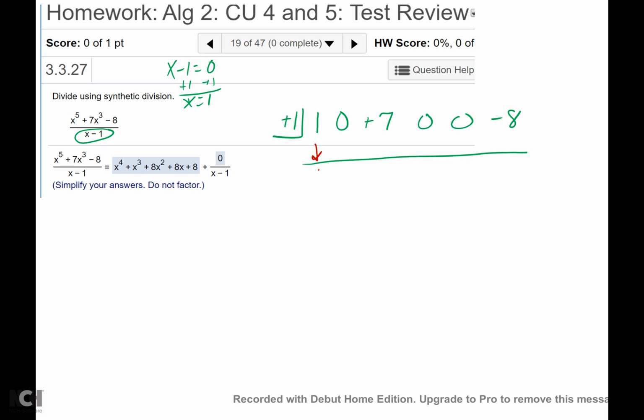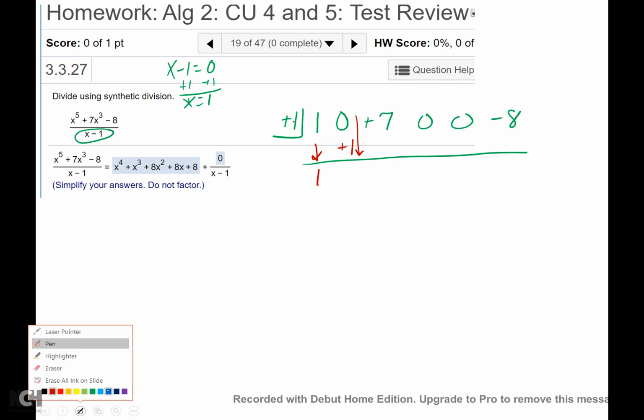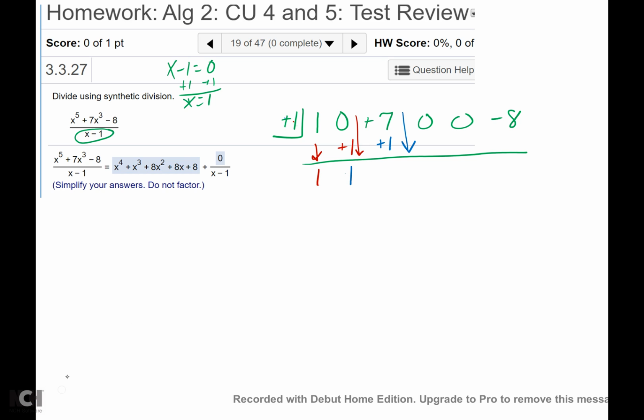Okay, so 1 comes out, multiplies by 1, brings back 1. 0 eats 1. Comes out 1. Goes back and multiplies by 1, brings back 1. 7 eats 1. Comes out 8. Times 1 is 8. 0 plus 8 is 8.